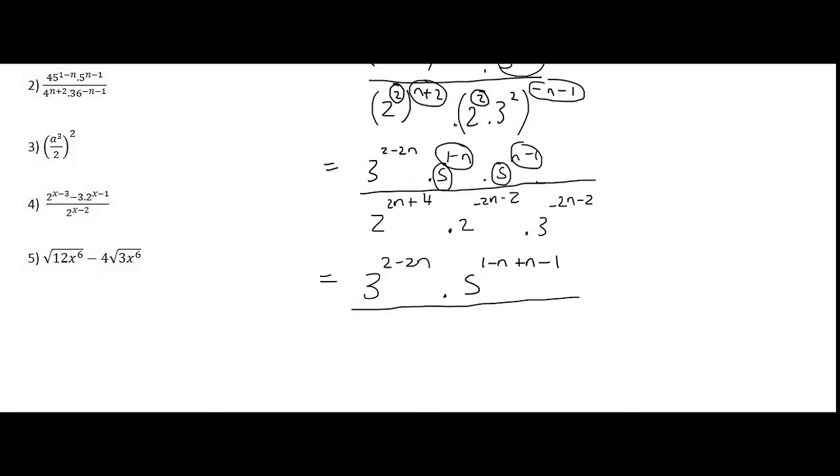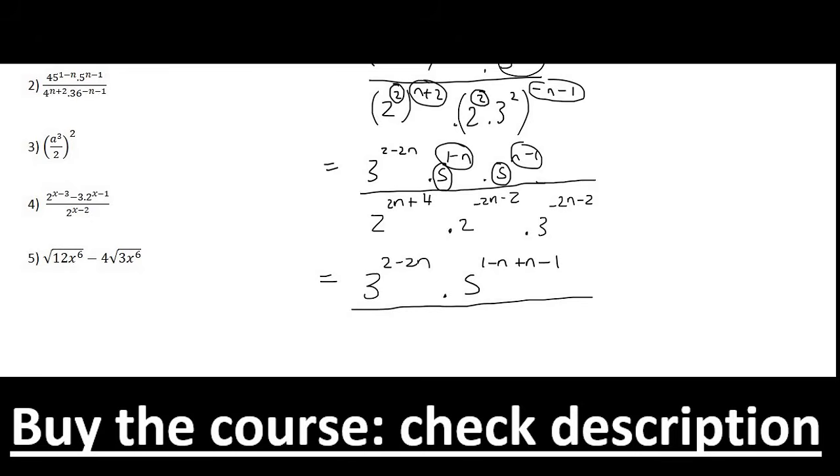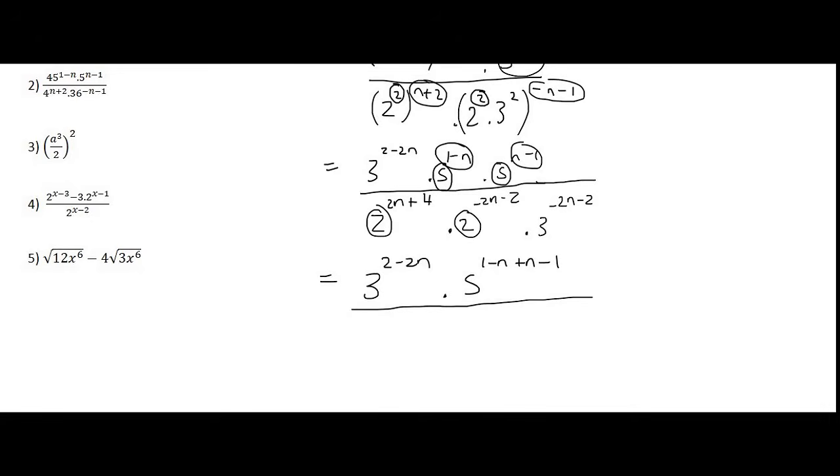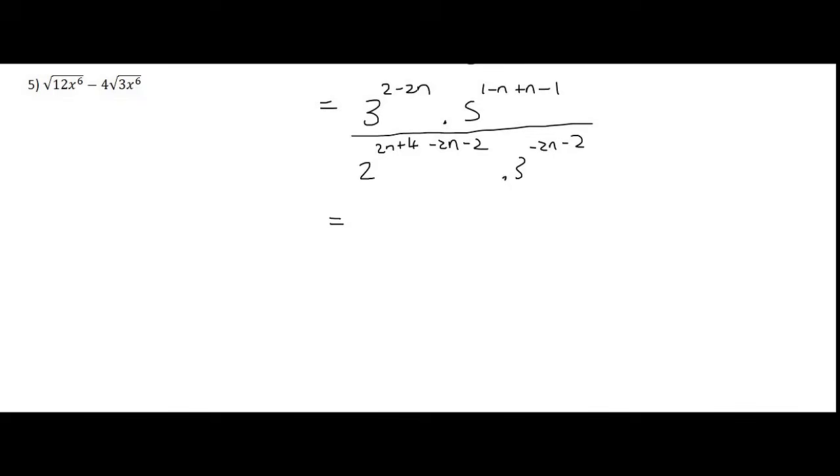We'll then look at the bottom, where we've got these 2's, which are the same. So it will be 2 to the power of 2n plus 4 minus 2n minus 2. So you see, all I did is I added these exponents together, and then we've got the 3 as minus 2n minus 2. And so now I'm just going to simplify each term.